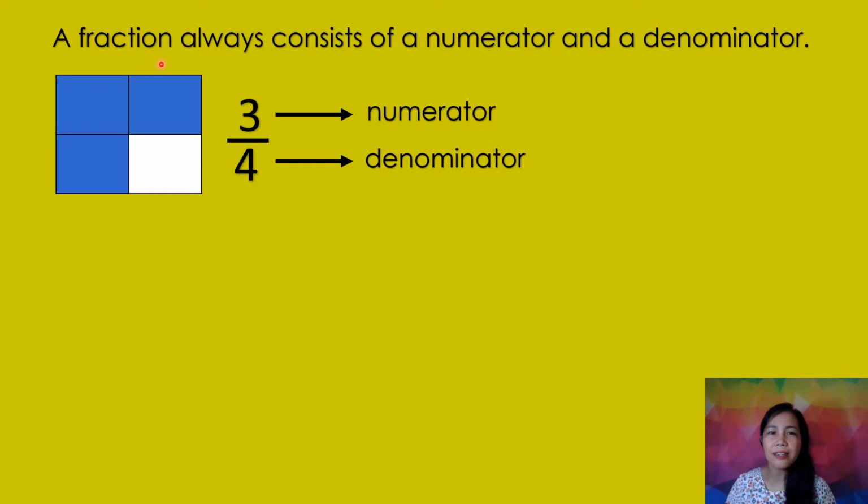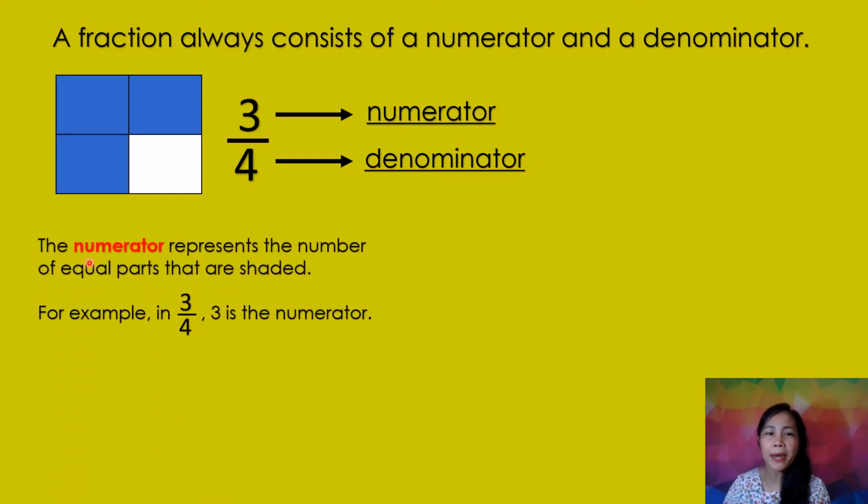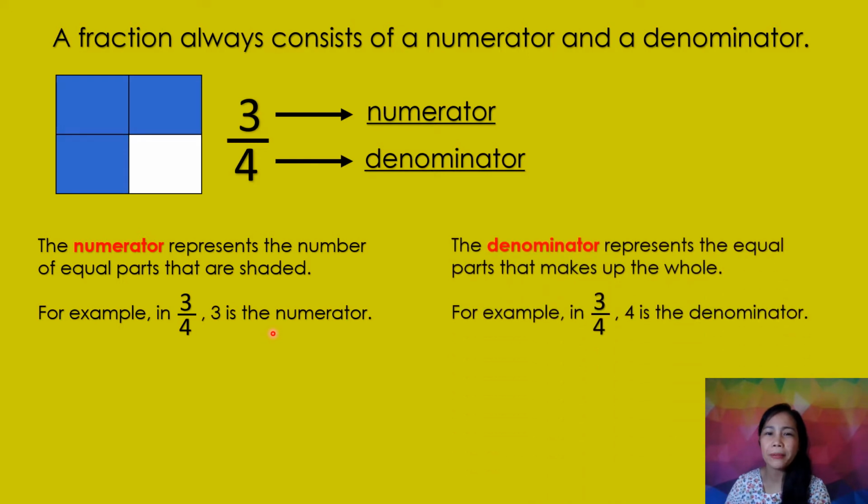A fraction always consists of a numerator and a denominator. Take a look at this fraction. The number on top is called the numerator. The number below is called the denominator. The numerator represents the number of equal parts that are shaded. So take a look at this diagram. 1, 2, 3 parts are shaded. So 3 is the numerator.